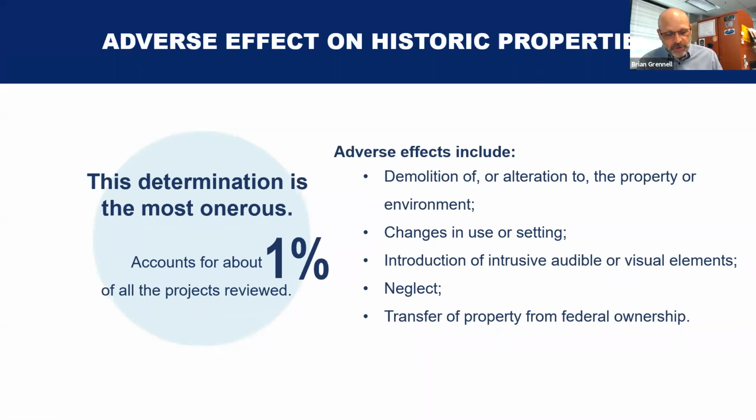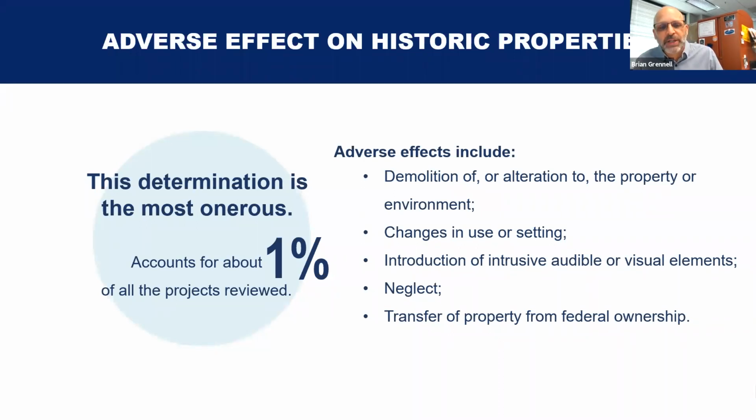So adverse effects can include the following, and I want you to look real closely at the second and third regarding indirect effects. As Katie mentioned earlier, the idea of right-of-way and things like that. So the first one would be demolition or alteration. Also changes in use or setting, as well as introduction of intrusive or audible or visual elements. So those quite often refer to indirect effects that most people don't think about.